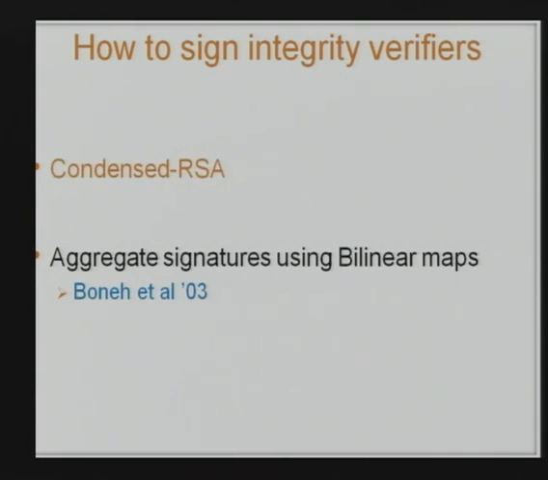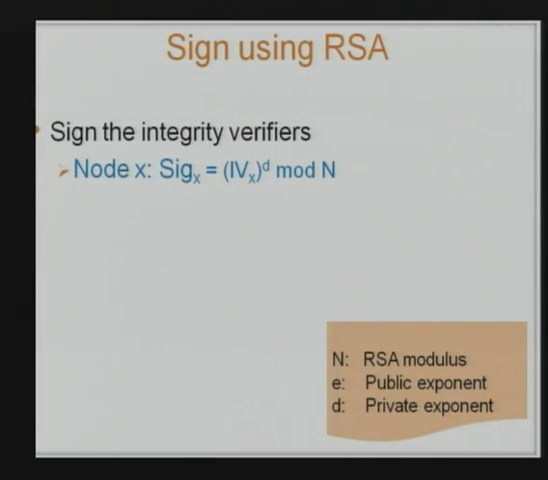The solution that I'll discuss today is based on condensed RSA. We also have solutions with aggregate signatures using bilinear maps by Boneh. How do we sign using RSA? We take the integrity verifier for every node and sign it using RSA, by raising it to the power of the private exponent of RSA, mod n, where n is the RSA modulus.